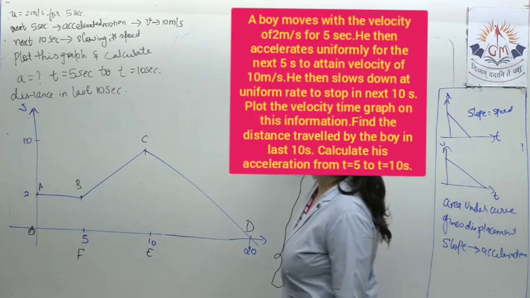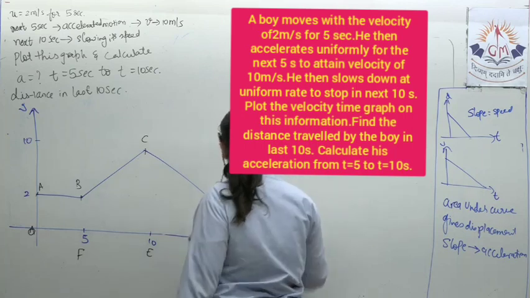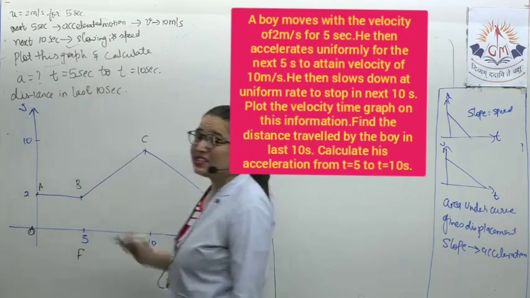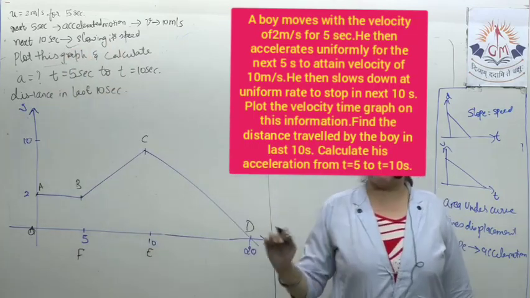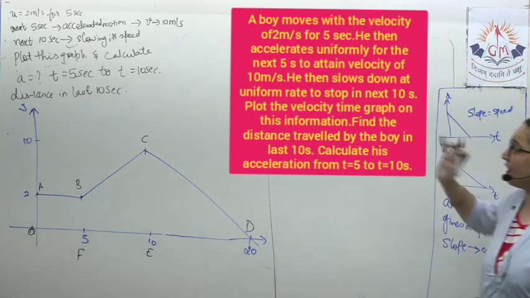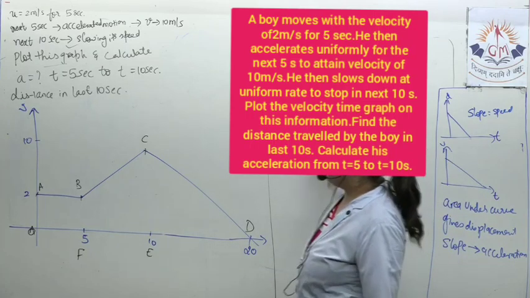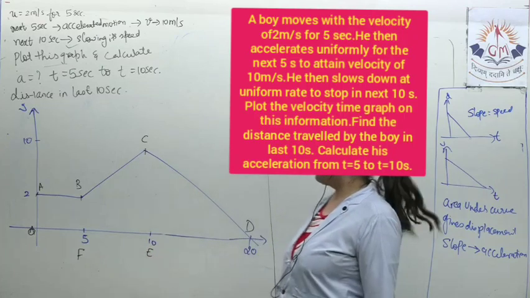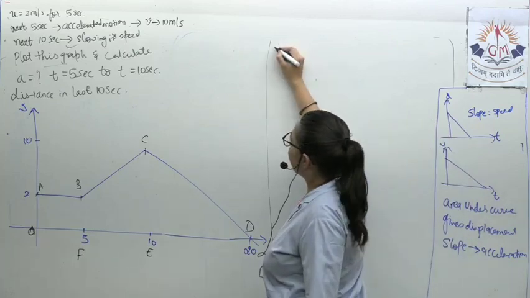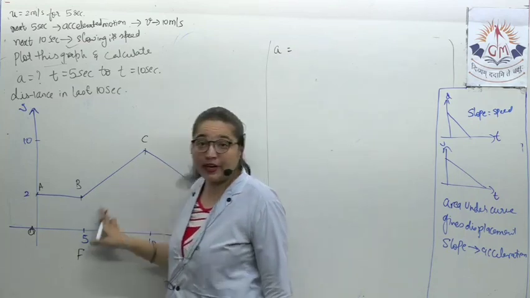Now we'll try to use the concepts and solve the numerical. The very first thing is to plot the graph. This particular thing is over. Once the graph is plotted, everything becomes more and more clear. You'll then be able to solve the numerical very quickly. The difficult thing was only this, to plot the graph. Next is to calculate the acceleration from t equal to 5 seconds to t equal to 10 seconds. You know the formula of acceleration? It is the slope. Acceleration over here will be the slope of this CB.